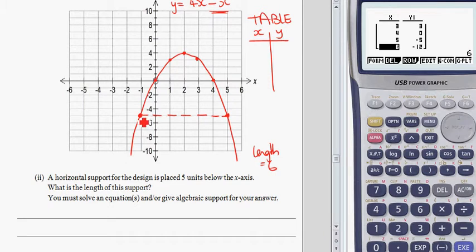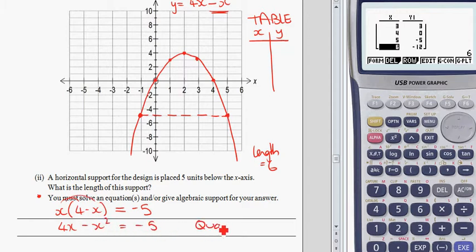Right, so finding the length of this line by solving an equation, what we want to do is, with the equation x(4 minus x), we want to find out when that equals negative 5. So there's an x value here and there's an x value here. I know I can see what they are, but this is using algebra to prove it. So we've got a wee equation to solve. 4x minus x squared equals negative 5.